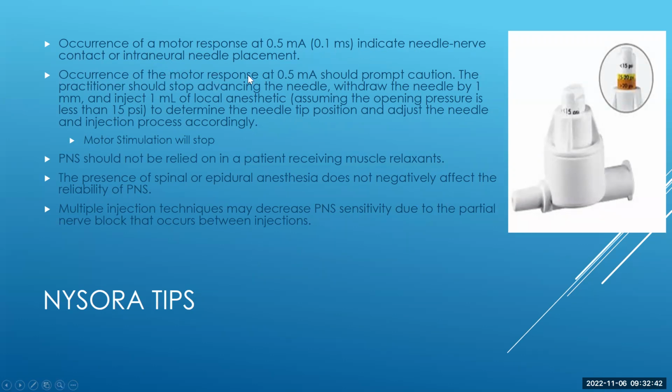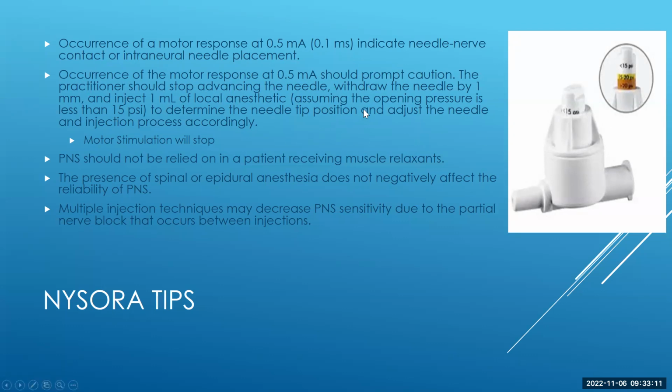So if we get a response at 0.5, we should prompt caution. The practitioner should stop advancing the needle. You may want to withdraw the needle a little bit and then inject some local anesthetic. Now, this idea of opening pressure we described is the pressure the first time you inject. If it's a lot of pressure, as you can see on the manometer over here on the side, and if you don't have one of those, you should judge the pressure with injection.